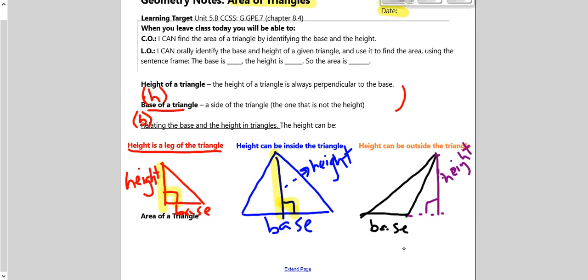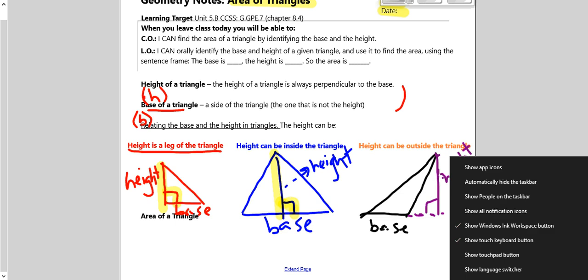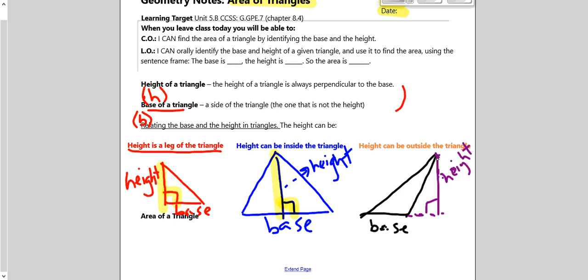So like I said, this one's the weirder case where you have to actually extend the base a little bit. It doesn't change the length of the base. That's why I put the dotted lines in purple. You're just extending the base a little bit so that you can make a height that's perpendicular to the base, because there's no possible way to do that within this triangle. I would not be able to make a perpendicular line between this and my base. That would not be a 90-degree angle. So that's why the height in this triangle has to be outside.